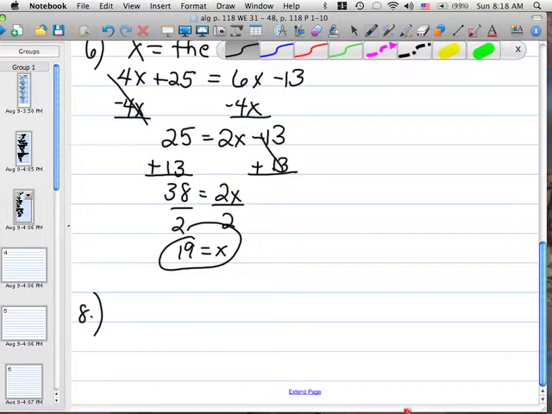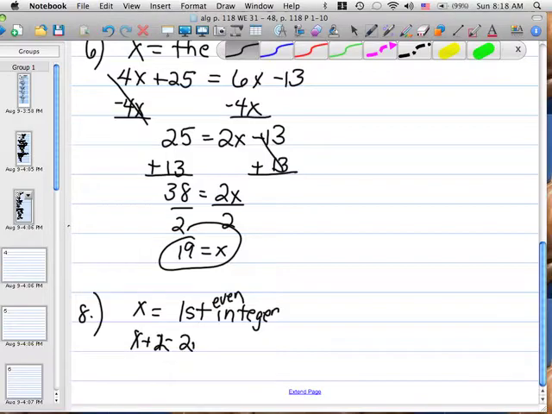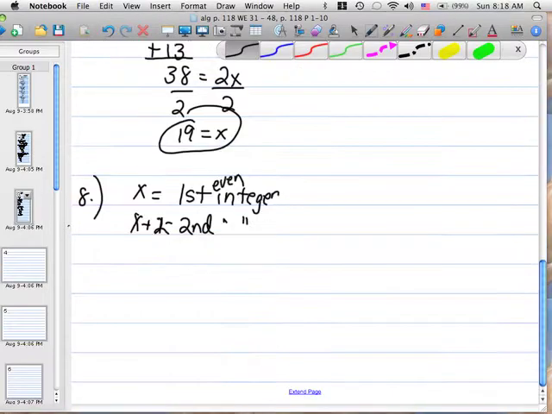The greater of 2 consecutive even integers is 20 more than twice the smaller. Find the 2 integers. So these are consecutive, they go up by 1. X equals the first integer. And x plus 1, they go up by 2. It's an even. X plus 2 equals the second even integer. The greater of the 2, so x plus 2 would be the greater of the 2, equals 20 more, 20 plus, twice the smaller. And x is the smaller, so plus 2x.